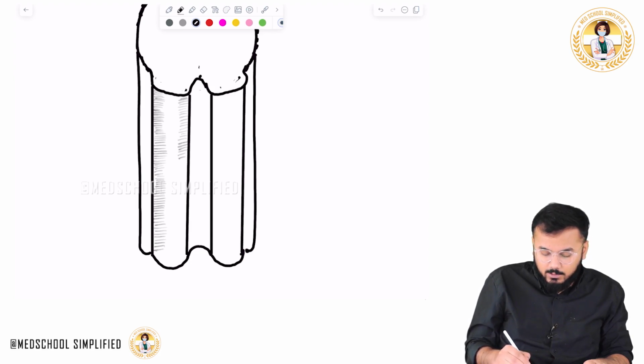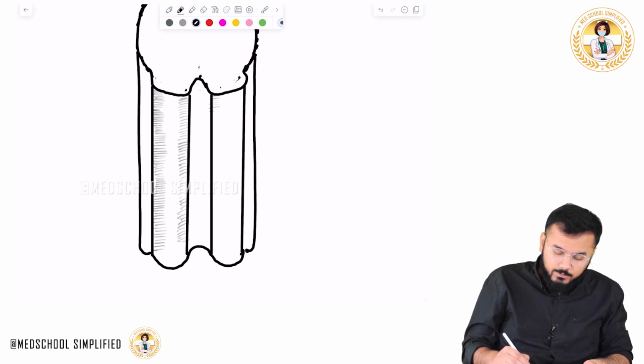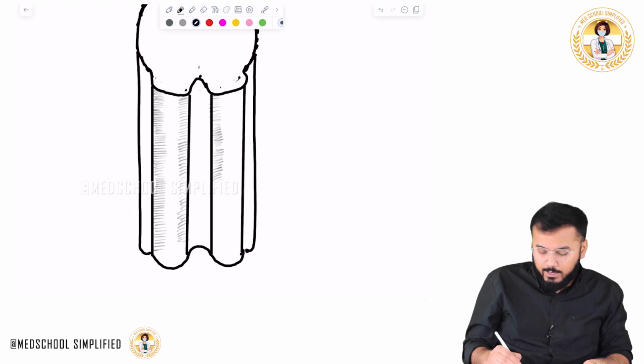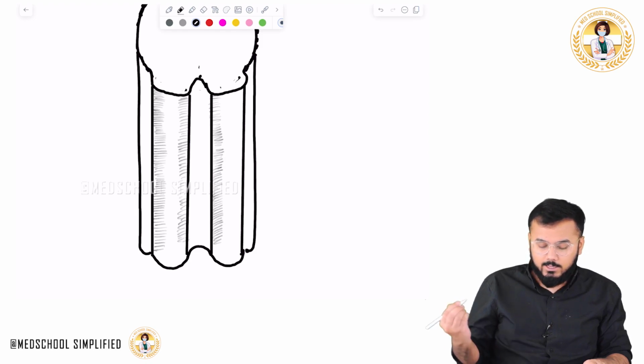Now coming to the external features of the cerebral hemisphere, what are the important things that you have studied in your med school, guys? Let me shade this out. All of you know that this is the midbrain, right? Within this midbrain, in the center, we have a duct, right?